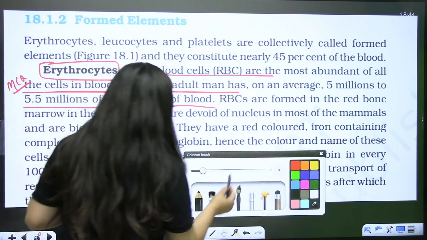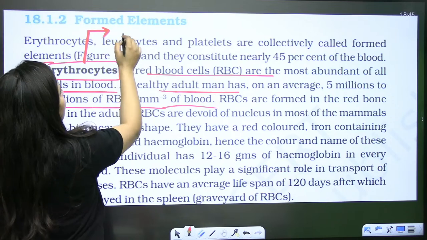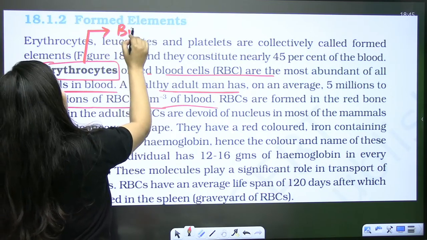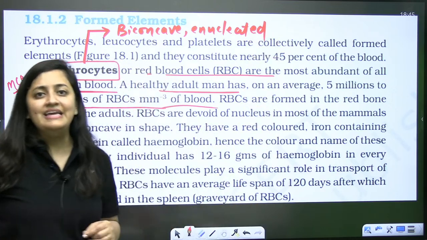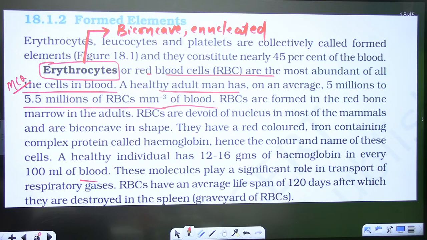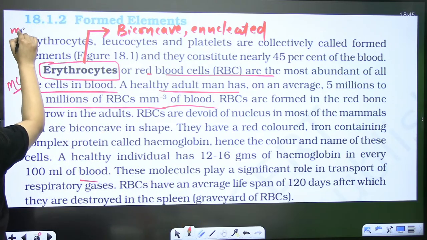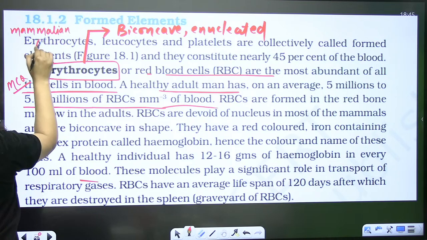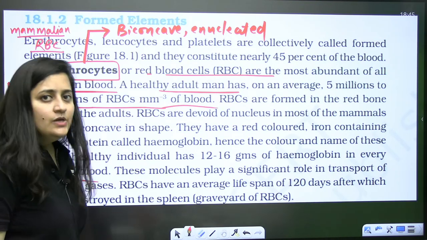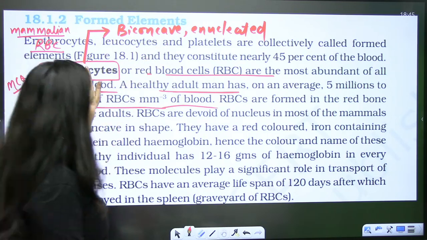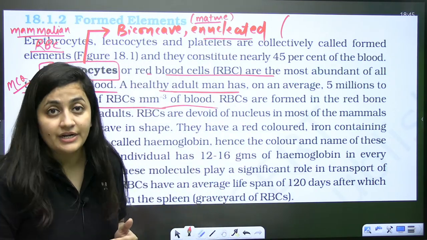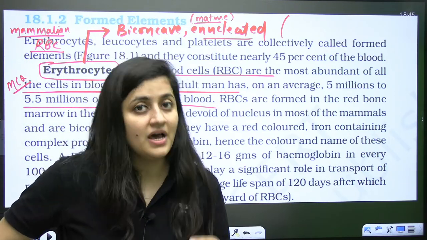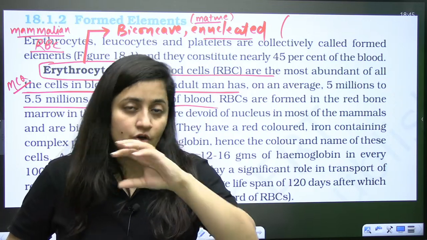When you are talking about RBCs in mammals, they are biconcave and enucleated in their mature state, yes or no? I'm talking about the mammalian RBC. It is without a nucleus when it attains maturity. If the cell is not mature, a newly formed RBC still has a nucleus, but once it attains maturity, it becomes enucleated.